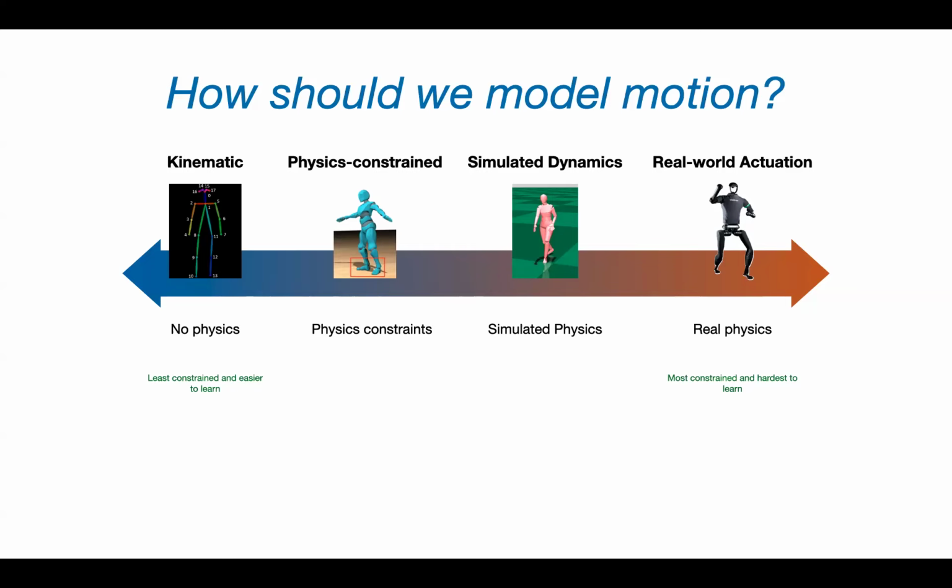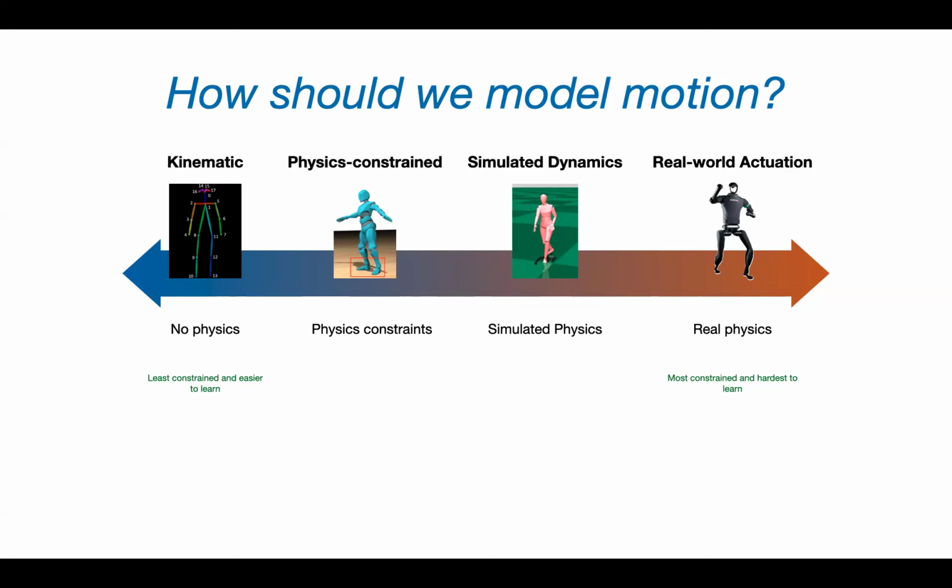So kinematic means that we're only worried about how the body is moving. So how are the joints moving in 3D space? Maybe we want to take into consideration some physics constraints. So we want to make sure that the feet are on the ground. There's not some kind of weird foot sliding when we estimate pose. We might take that a step further and go into a physics simulator, something like MuJoCo.